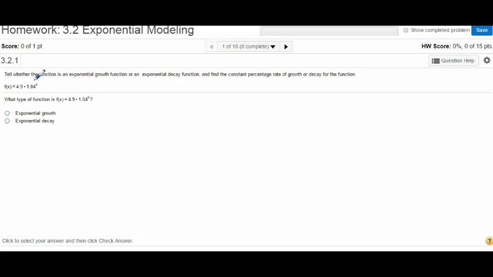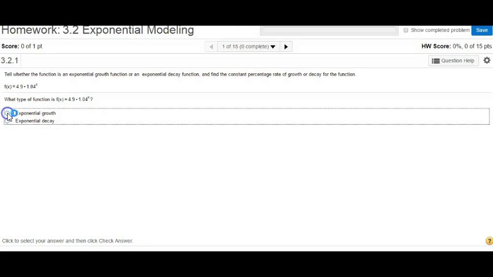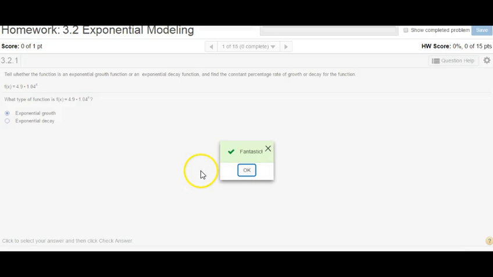So the r value was negative, indicating a decay. On this first example, they ask us, is it exponential growth or decay? Since I can see that this number is bigger than 1, that means it is growing. If you multiply by something bigger than 1, it's going to get bigger. So this function will get bigger from one x value to the next.